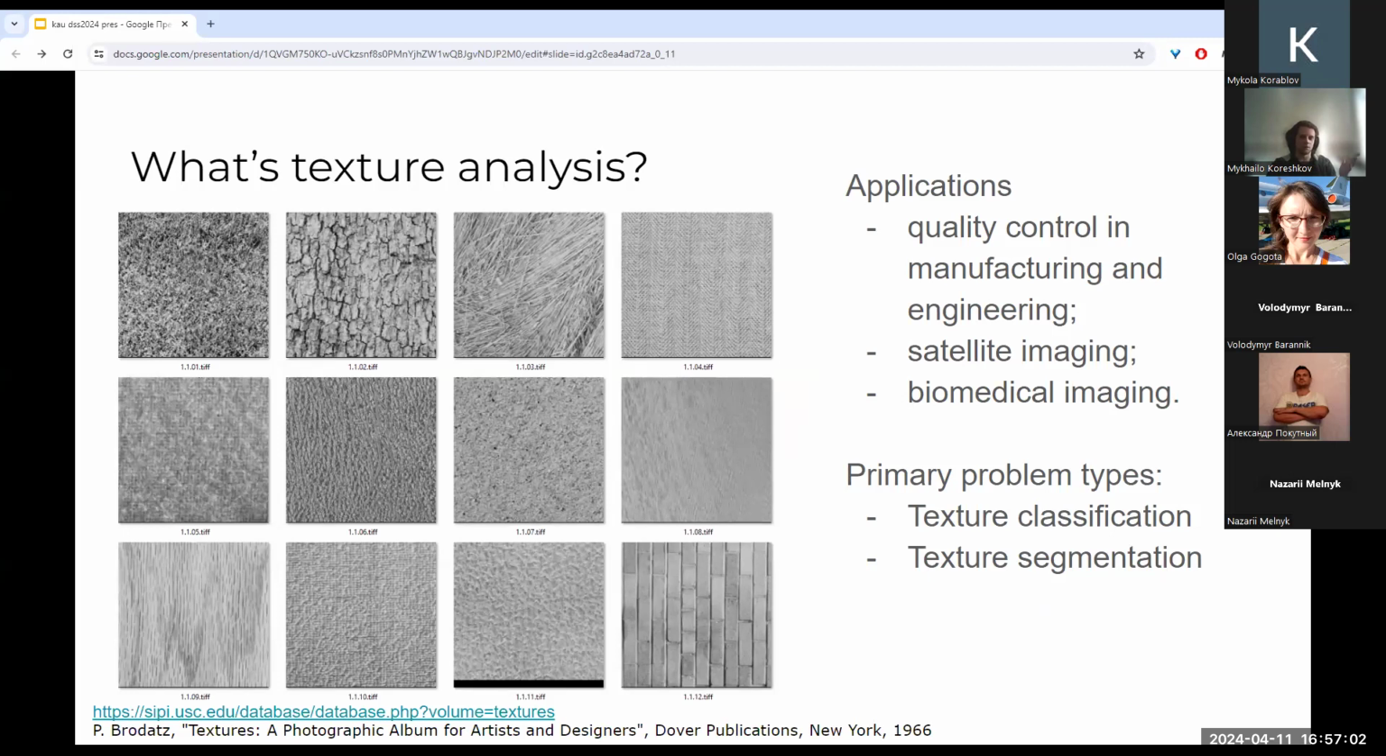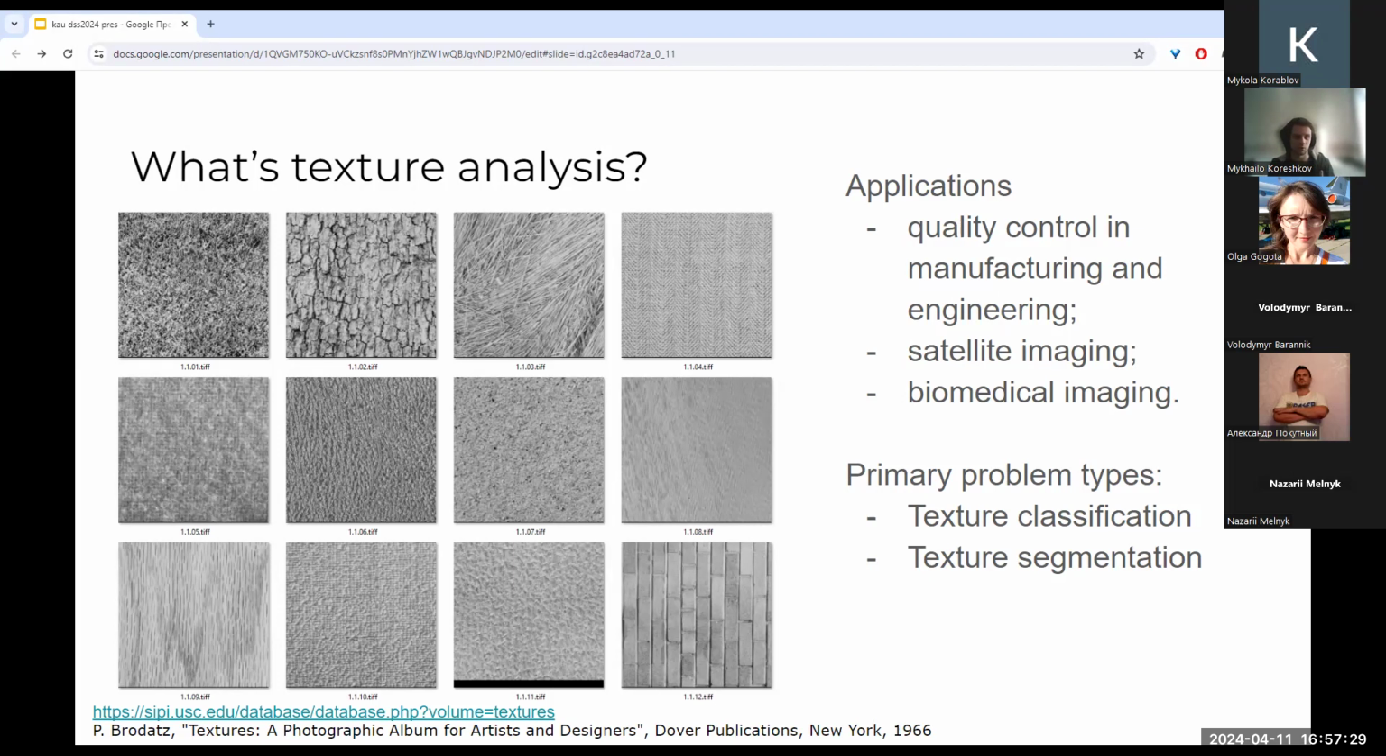It's a bunch of methods to describe in computer terms what a texture is. So yeah, everyone knows what a texture is. However, it's kind of complicated to explain in strict terms. For example, one can describe texture as some kind of pattern. However, textures are not repetitive patterns, so it's not a tiled image.